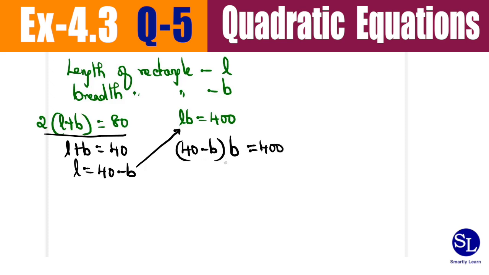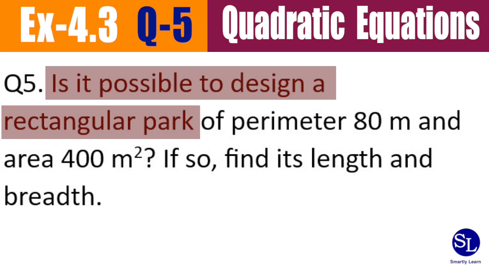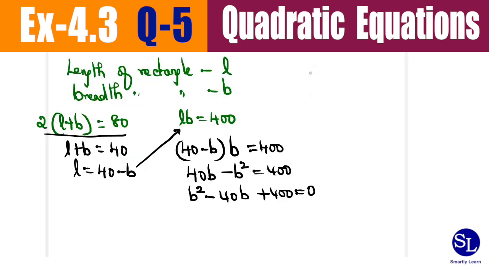Let us make this look like a normal quadratic equation. So I'm going to do the multiplication. So 40 into B is 40B minus B squared is equal to 400. So on rearranging, it is B squared minus 40B plus 400 is equal to 0. So we got the quadratic equation. Now the question was, is it possible to design a rectangular park? So first step is you are going to show yes, the solution is possible. Then we are going to solve the problem.